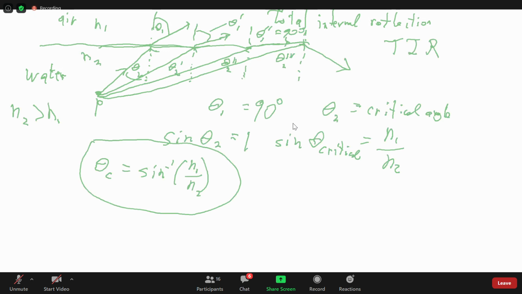Okay, so let's look at a couple of cases numerically. So let's say we have glass and air. For glass, N is 1.5. For air, it's approximately 1.0. So for the glass-air interface, 1.5 would be silica glass, right? Basically window glass. Sine theta C is 1 over 1.5, or 0.67. And the critical angle then would be the inverse sine of that, 42 degrees.